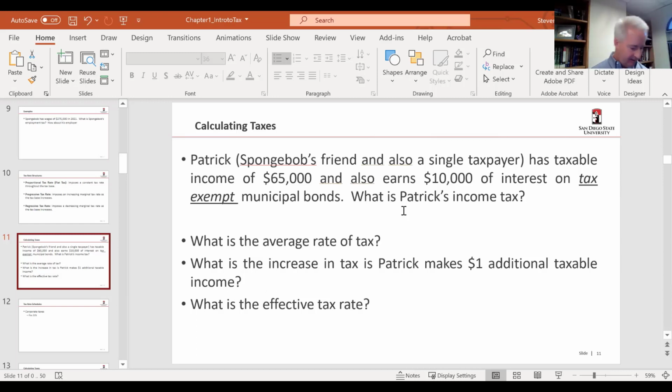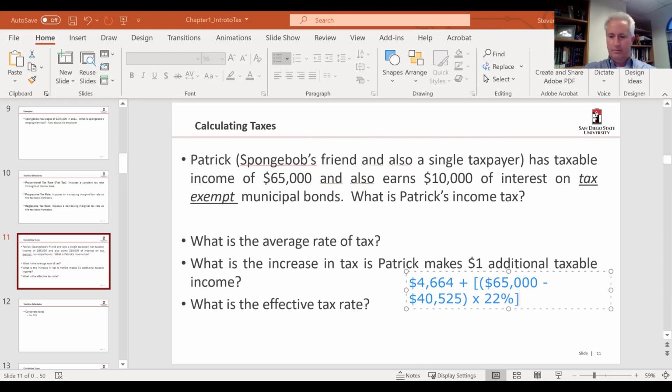So again, I'll set the timer for about 2 minutes this time because I know you guys are getting faster. All right. So you should have done something that looks like this. Everyone okay with that? Any problems?